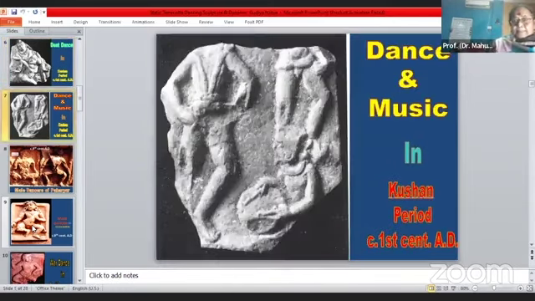Next, please. This is again from Bardhaman Museum. The drummer is beating a drum like today's dhap, with both sticks, and the dancer with Eka Janu Gatan Sthanaka.